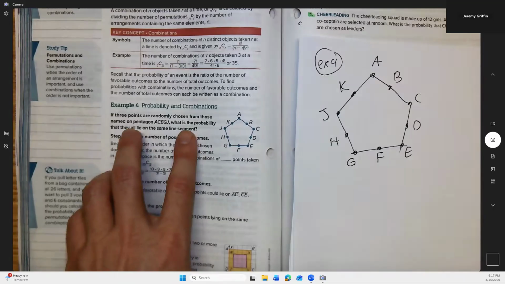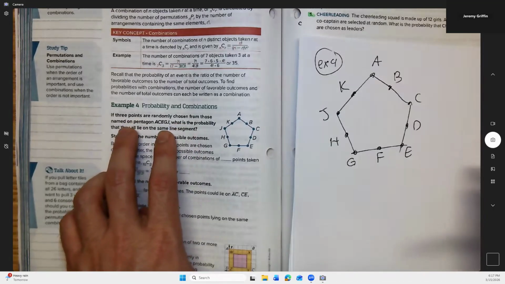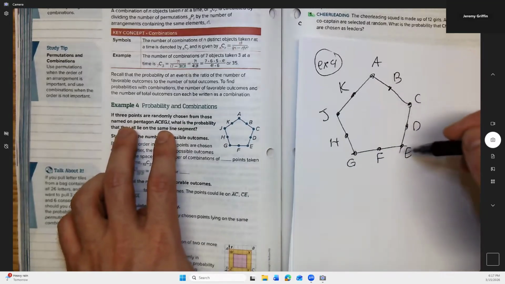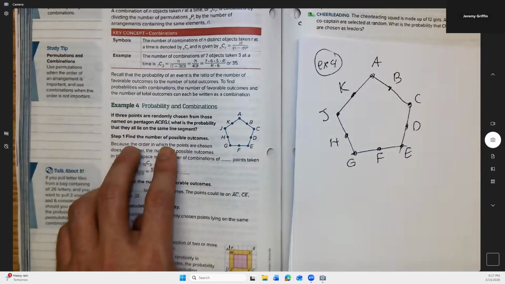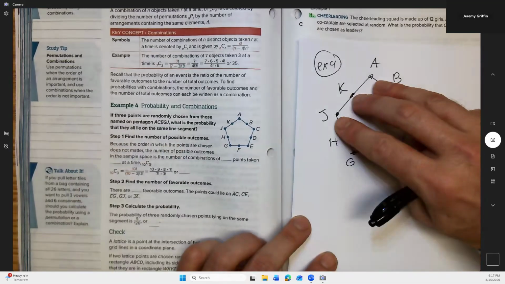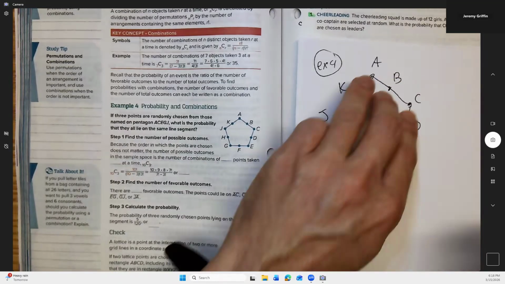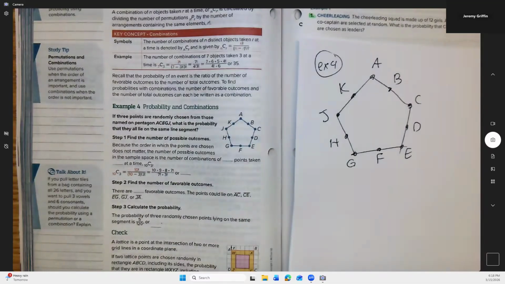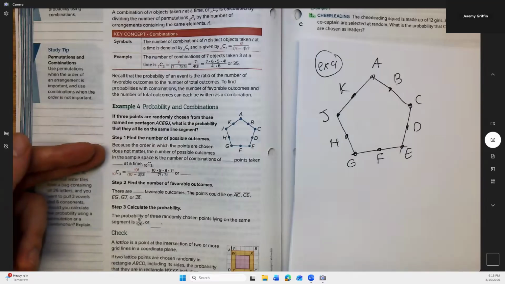It says if 3 points are randomly chosen from this pentagon, 3 points. There's 1, 2, 3, 4, 5, 6, 7, 8, 9, 10, so 10 points. What is the probability that they all lie on the same line segment? Which could be like these three here, that would be valid, like J, K, and A. That would be valid. These three, these three, these three, or these three. It looks like 5 possibilities, doesn't it? 5 possibilities.